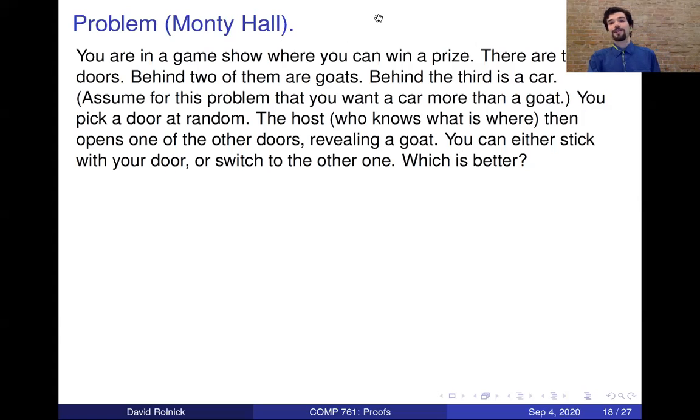Okay. So intuitively, when I first heard this, it was really confusing to me. Because the host can always reveal another goat, why should you switch? And there are various intuitive explanations for why this is the case. I'm not actually going to focus on an intuitive explanation right now, though hopefully this is somewhat intuitive, but this is a formal proof in just a few lines of why you should do this.